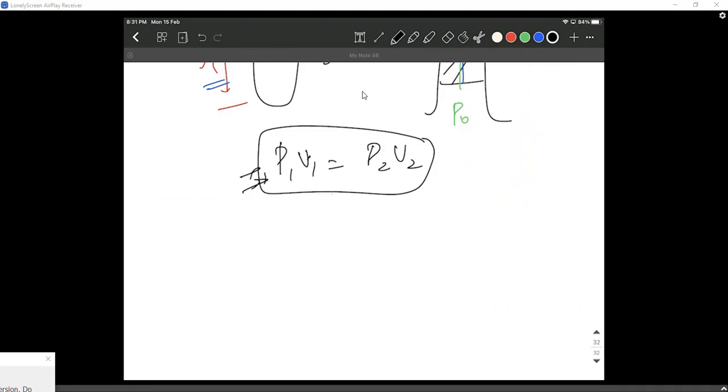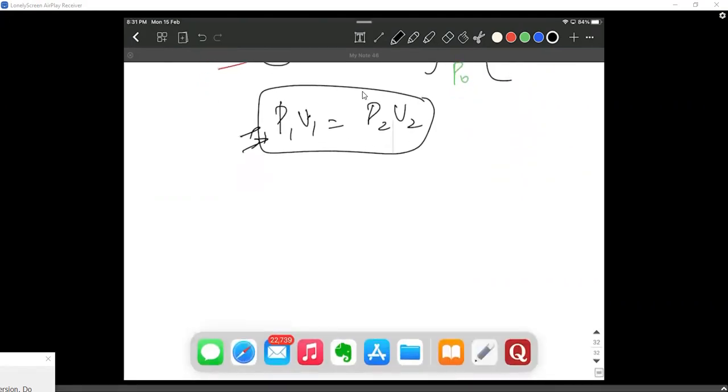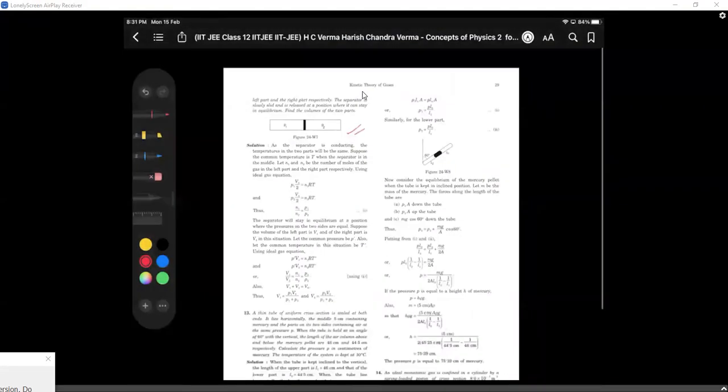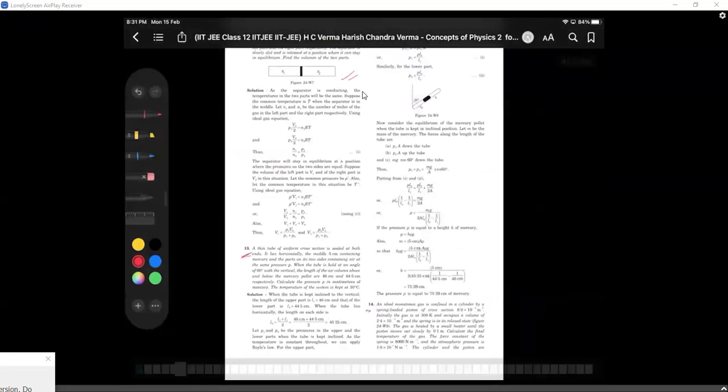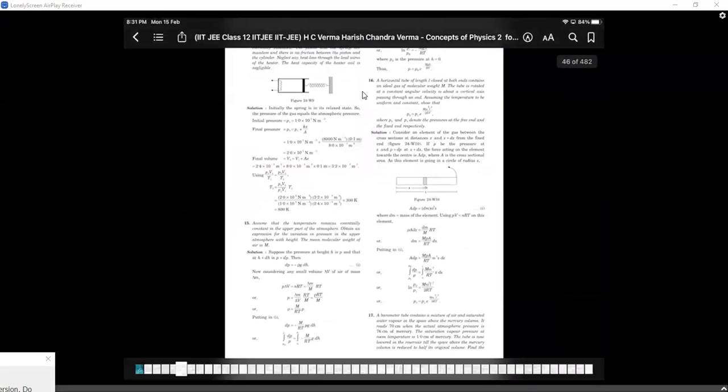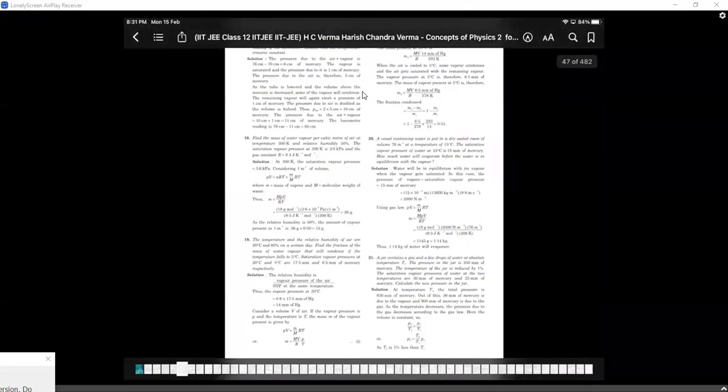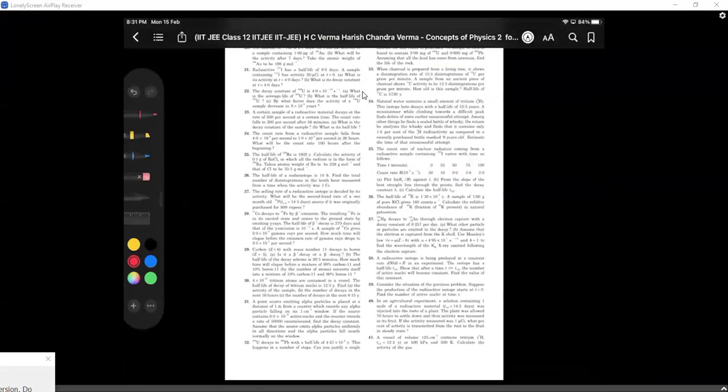Now along with these problems, I want you to try as many problems as possible from HC Verma. Just look at all these problems, almost up to 13, 14, you can check. 14, 15, 16, 17, in fact 17, 16 also.